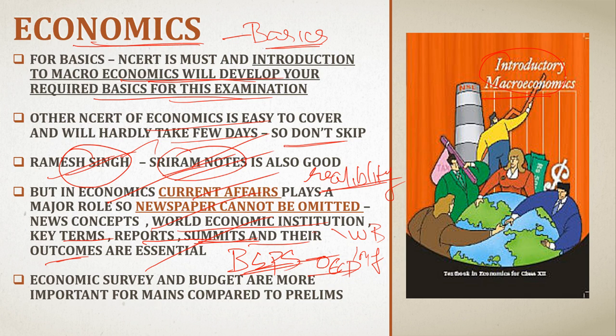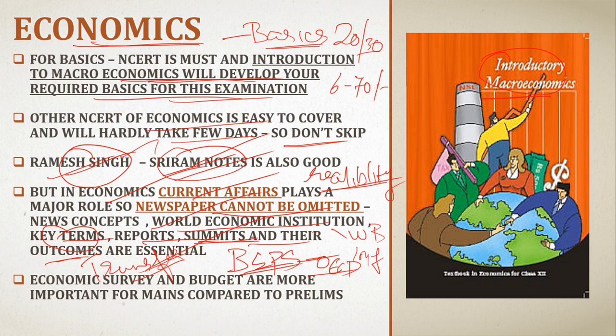And again, with economics, UPSC has the tendency to ask key terms. For example, you have a term called transfer pricing. So you need to know what the meaning of transfer pricing is. So the newspaper cannot be omitted when it comes to economics, because if you take the questions from the economics part, every year 20 to 30 questions are asked in UPSC prelims, and out of that 60 to 70% are from current affairs.